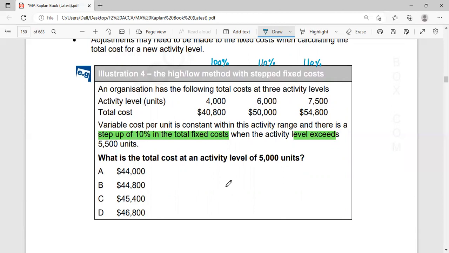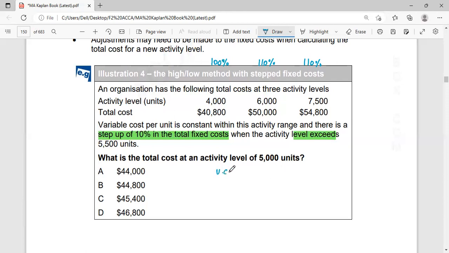Now, if there was no fixed cost, then we would simply do what we had done in the last question. We would have taken 7,500 units and 4,000 units, taken their cost, and calculated variable cost per unit. But now, when there is a step up, you have to look at those activity levels in which the fixed cost is unchanged. So these are the two activity levels.